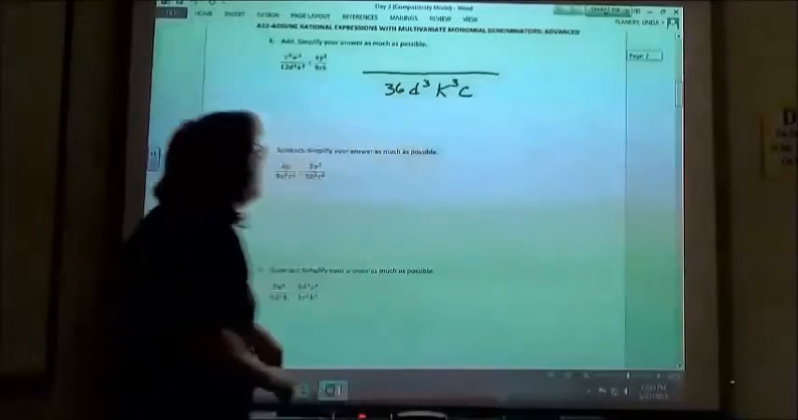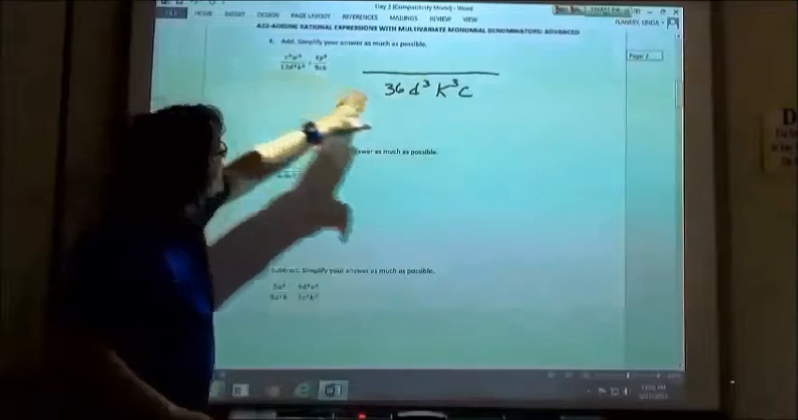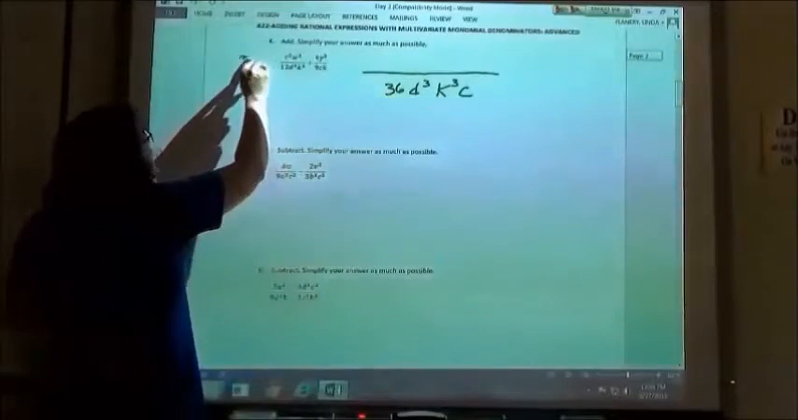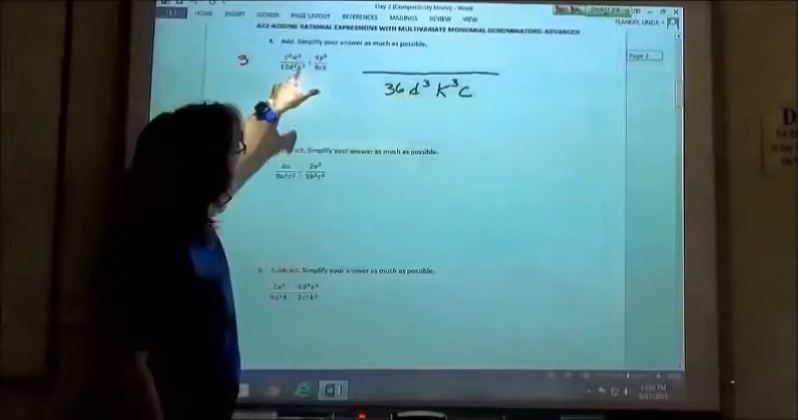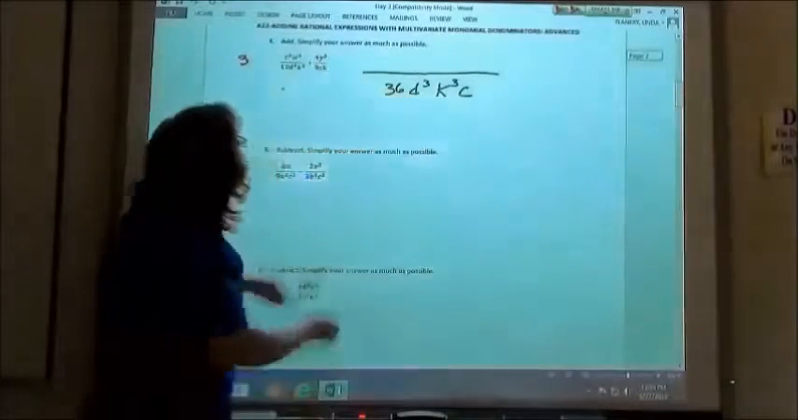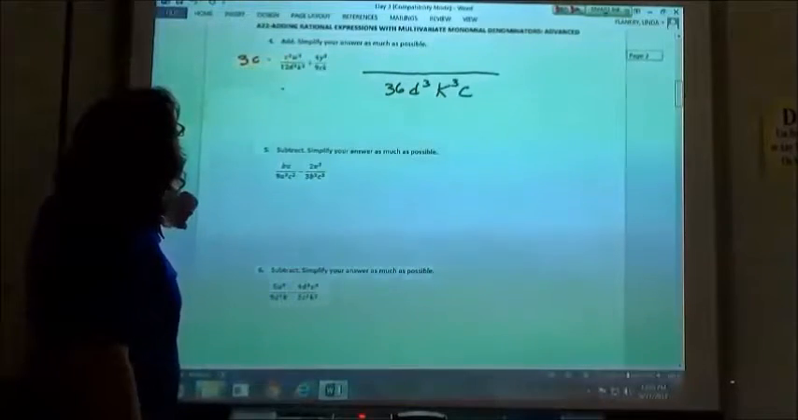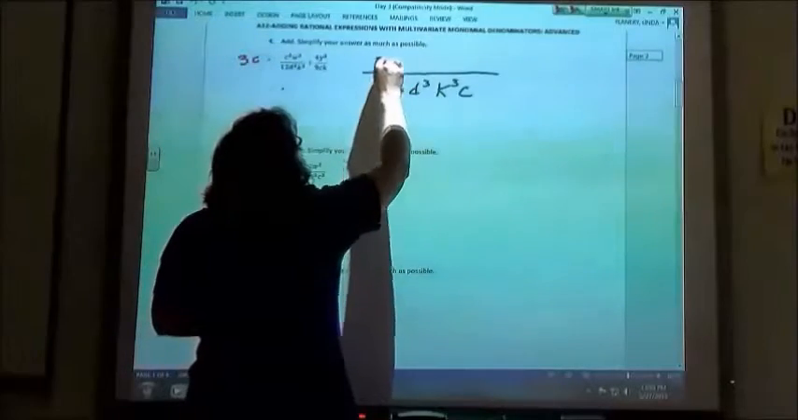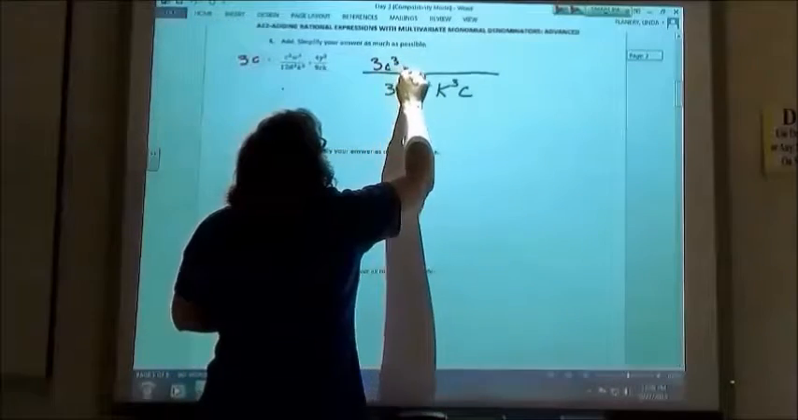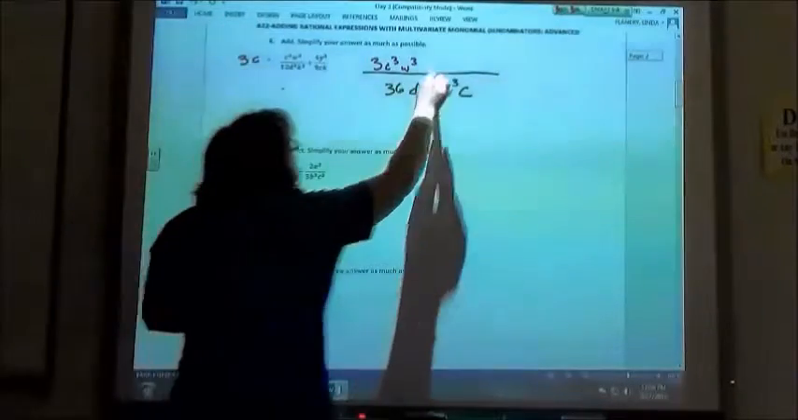So I'm thinking about, what do I take times this denominator to get this? Well, 12 times 3 is 36, so I would need a 3. D to the third I've already got, k to the third I've already got, but I don't have the c. So I have to take 3c times what's on top of that fraction, which is going to give me c to the third, w to the third. On the other one, we've got that plus sign there.